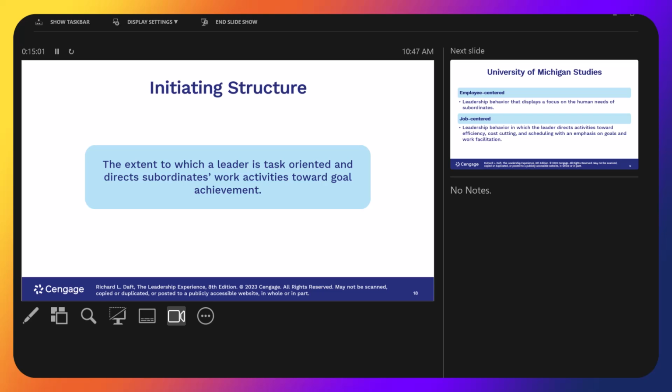Initiating structure. The extent to which a leader is task-oriented and directs subordinates' work activities towards goal achievement. So you have to initiate structure. And I'm going to tell you right now, a lot of times you have to initiate structure when you have new people, inexperienced people, or you're starting new tasks, or you have underperforming folks who are experienced, but they're not doing well. And this is where you have to get down more into the weeds as a manager with them to start initiating structure. Now, as they get experience and they start improving, you start relaxing the structure.